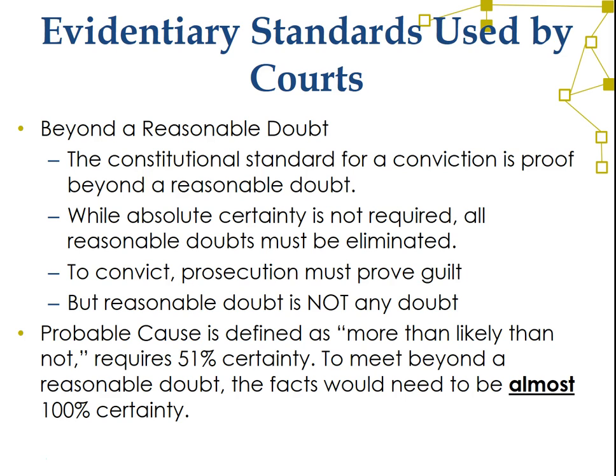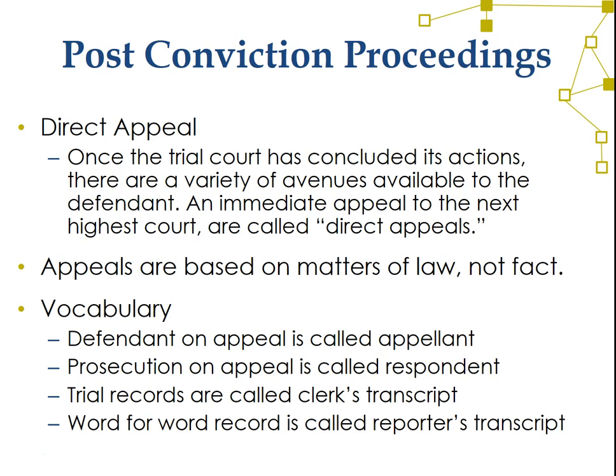And a little bit of review, but again, it's okay to look at it again, that the evidentiary standard by courts for conviction is beyond a reasonable doubt. That's the constitutional standard. Now probable cause, if you want to kind of compare it, probable cause is defined as more than not, requires about 51% certainty. To meet beyond a reasonable doubt, the facts would need to almost be 100% certainty, so you can kind of see the differences in those two.